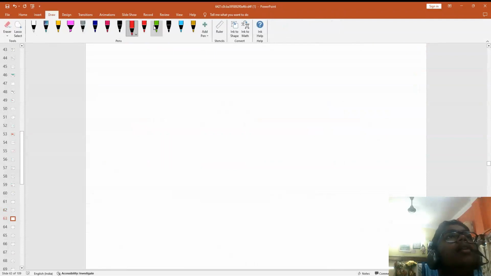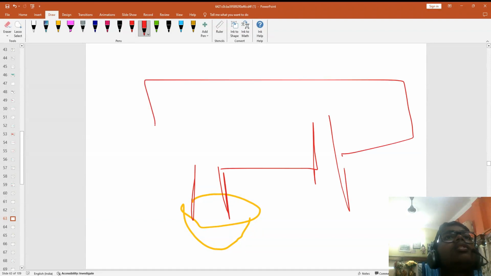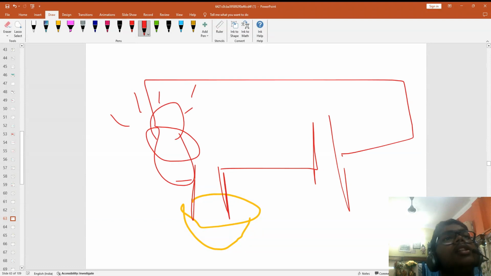So here we are drawing a potato. Let me draw a potato slice. Now here two wires are connected like this to a battery. Now let's connect it to a bulb. The bulb will glow obviously. Now this is the positive. This is the negative. This is the positive.